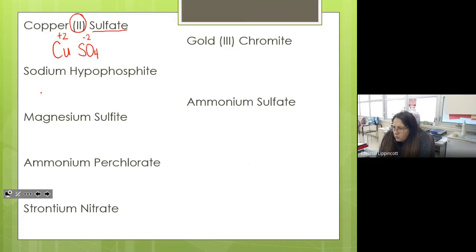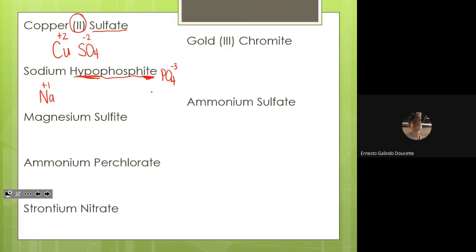We need to find sodium. Sodium is Na, and it's a +1. Now, y'all need to figure out what is the formula for hypophosphite. So can you go back to a couple days ago, okay, and figure out hypophosphite? Phosphate is PO4 with a -3. So what would hypophosphite look like?